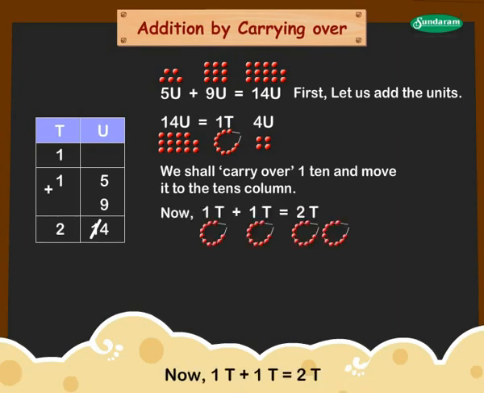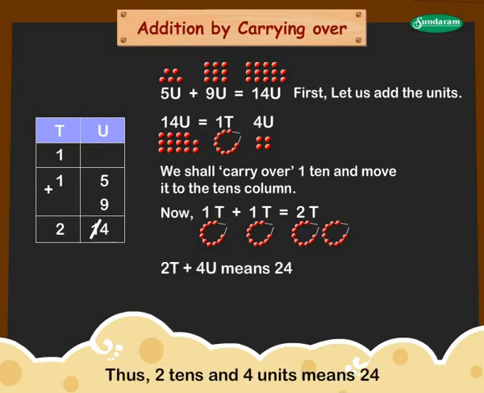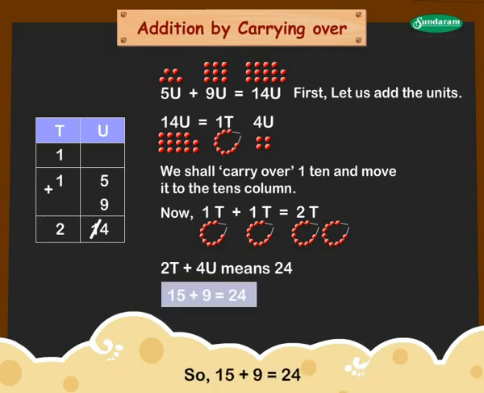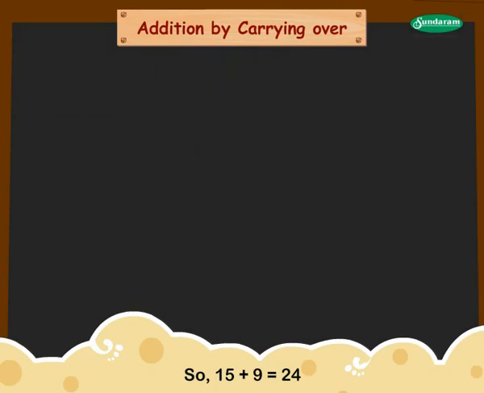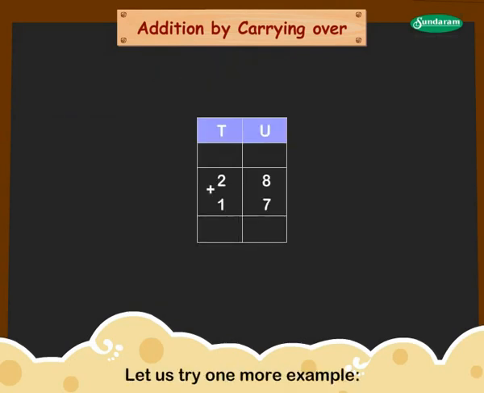Now 1 ten plus 1 ten equals 2 tens. Thus 2 tens and 4 units means 24. So 15 plus 9 equals 24. Let us try one more example.